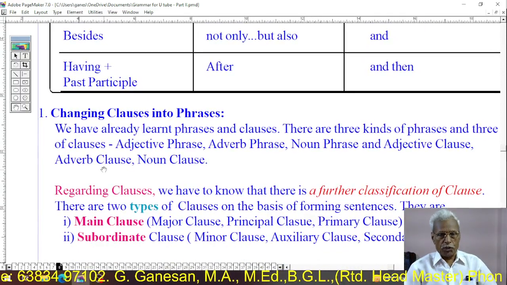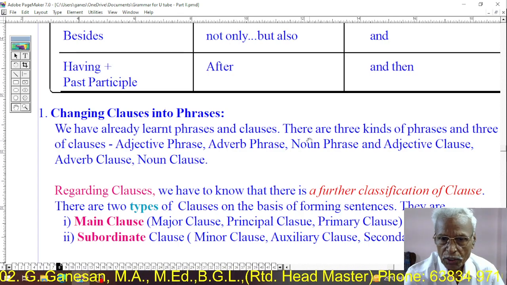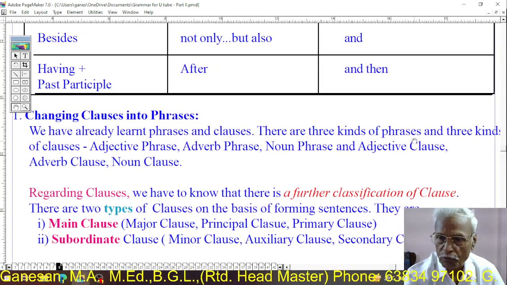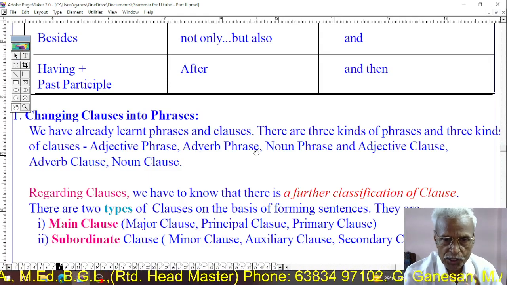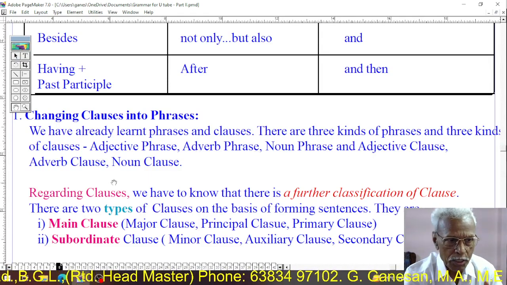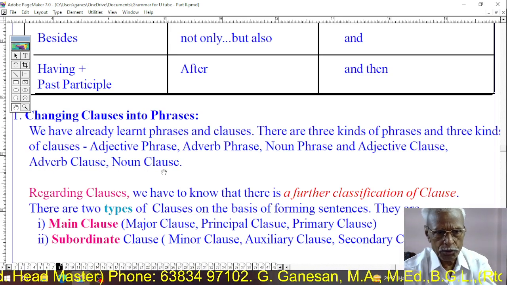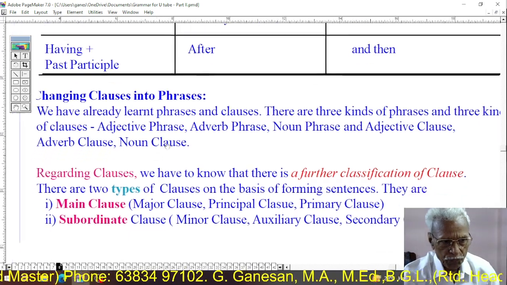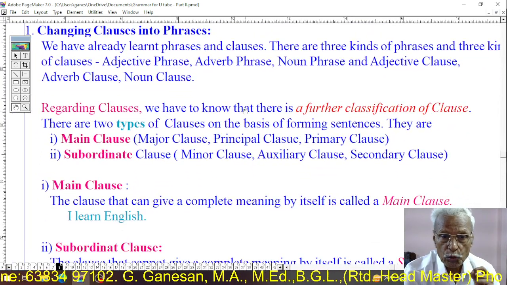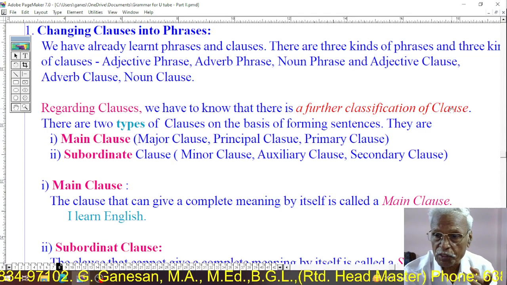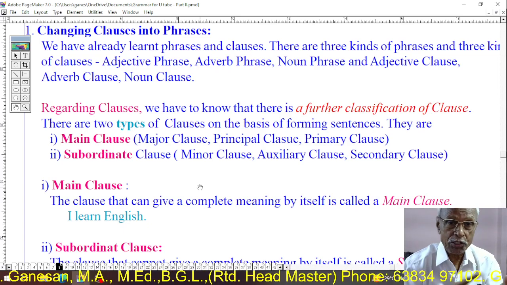Changing clauses into phrases. We have already learnt phrases and clauses. There are three kinds of phrases and three kinds of clauses that we know: adjective phrase, adverb phrase, noun phrase; similarly, adjective clause, adverb clause, noun clause. All these three we have already learnt. Here we have to know that there is a further classification of clauses.